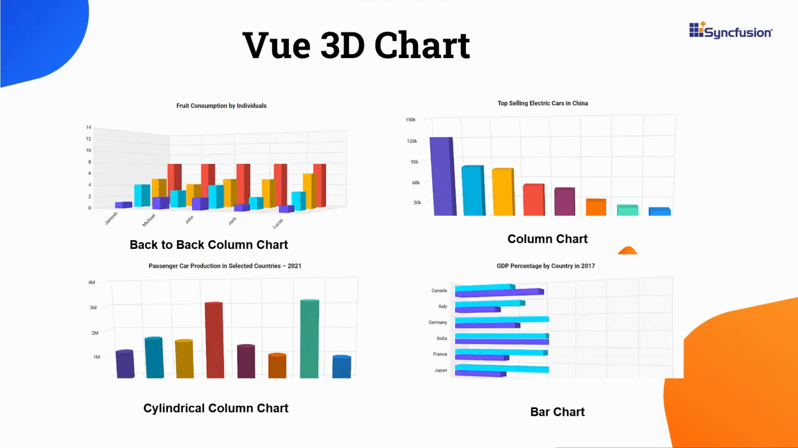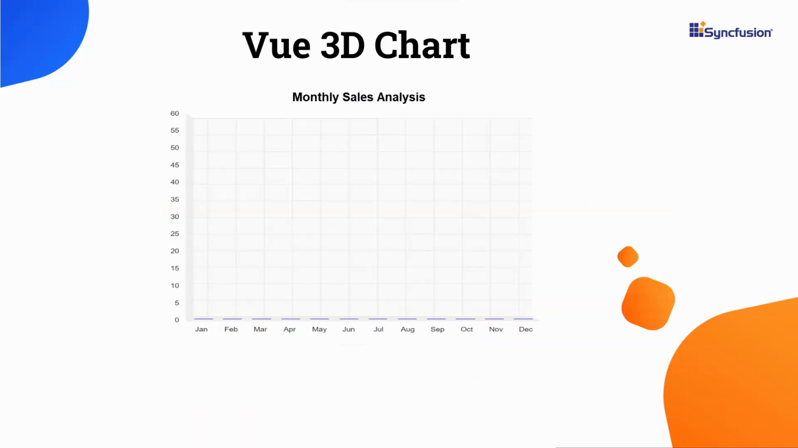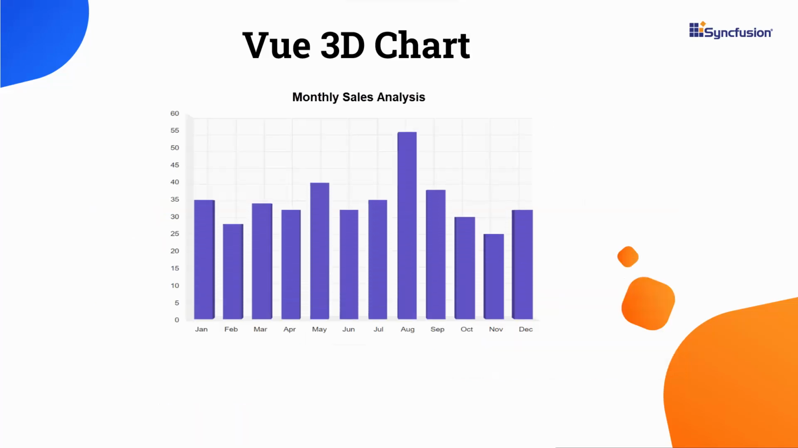The Syncfusion Vue 3D Chart is a graphical representation of data in 3 dimensions, showcasing relationships and trends among variables. Imagine you want to analyze your company's monthly sales data to determine its growth. Visualizing data in a chart will let you understand it more quickly.